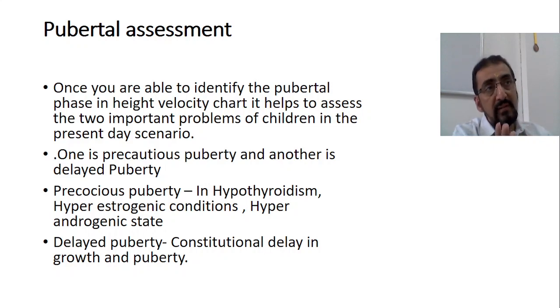Precocious puberty is very common nowadays because of hypothyroidism. Because hypothyroidism is on the rise, and because of which precocious puberty is there. So why is this happening? Hyperestrogenic conditions, hyperandrogenic states, hypothyroidism, etc. In any state where there is a hyperandrogenic or hyperestrogenic condition, precocious puberty is common. We will have the discussion in detail.